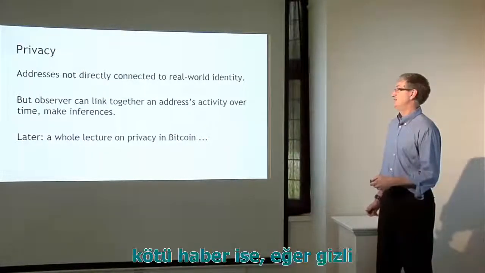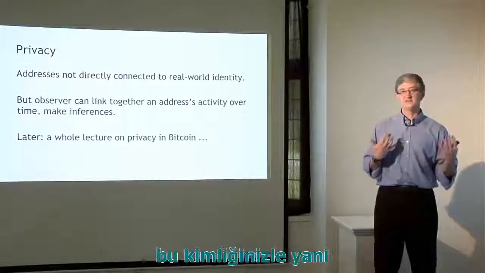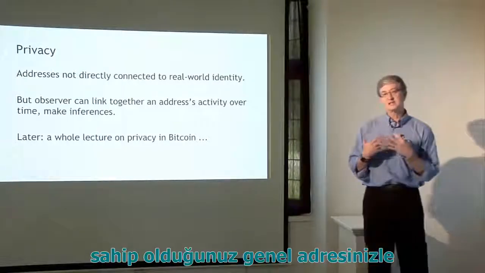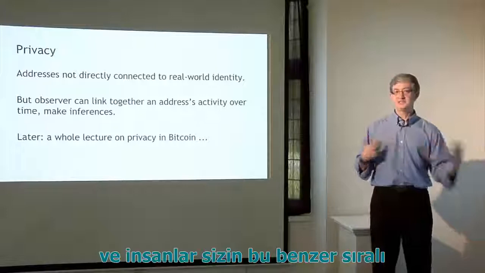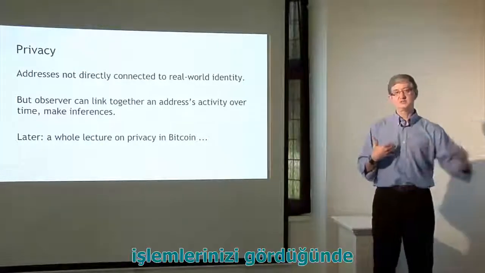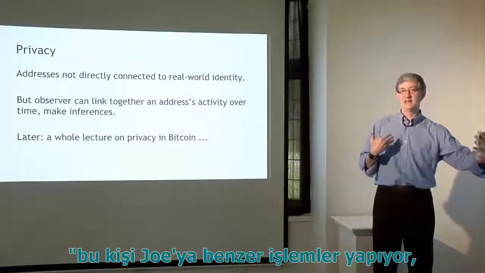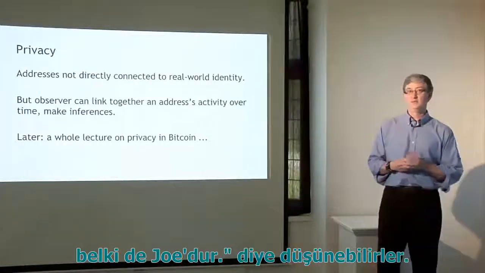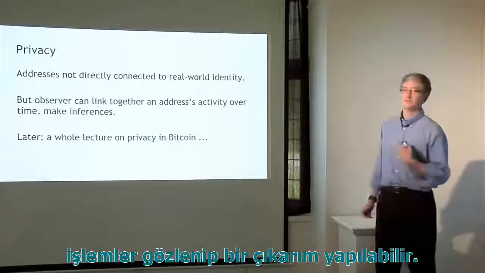But the bad news if you want to act privately is that if that address, if that identity is making a series of statements over time, if it's engaging in a series of acts over time, that people can see that whoever this is has done a certain series of actions, and they can start to connect the dots. Gee, this person is acting a lot like Joe. Maybe this person is Joe. And so an observer can link together these things over time and make inferences.